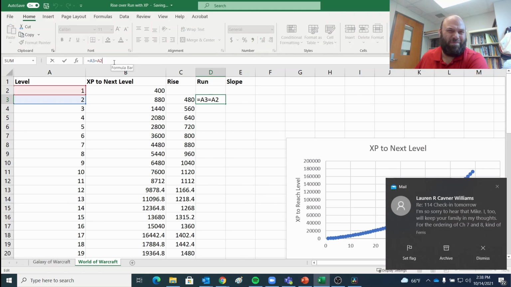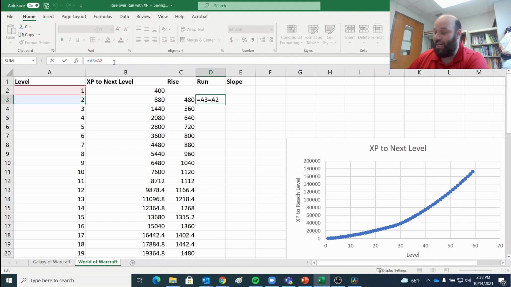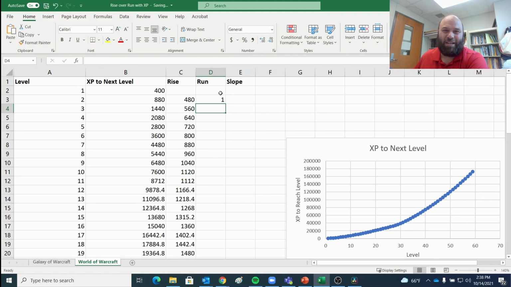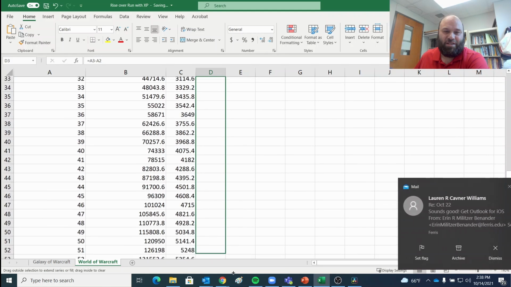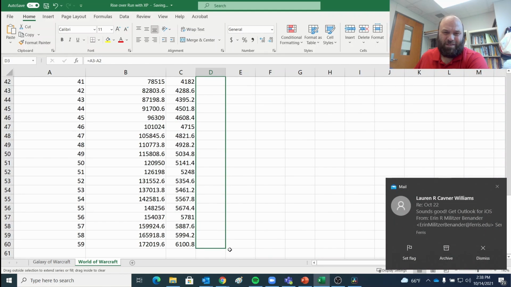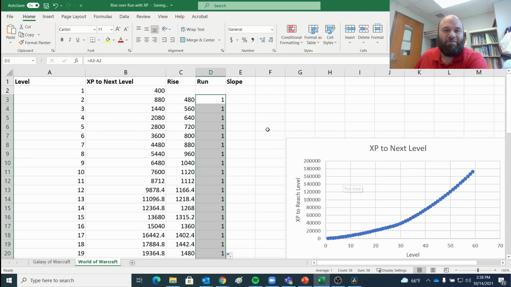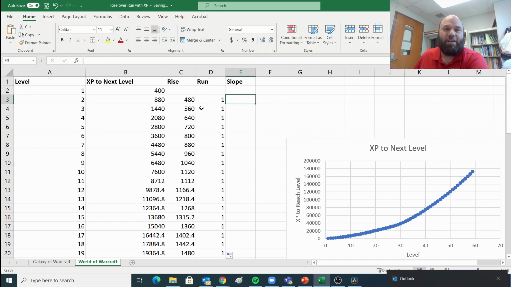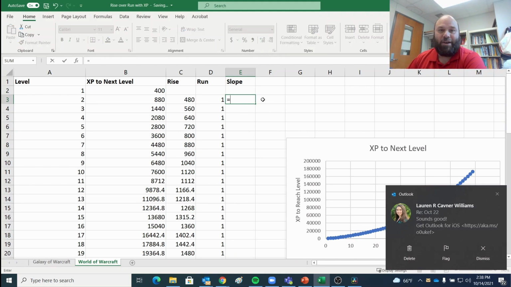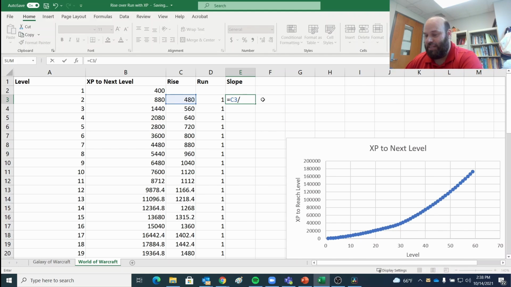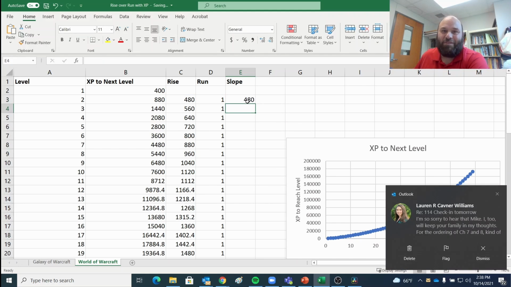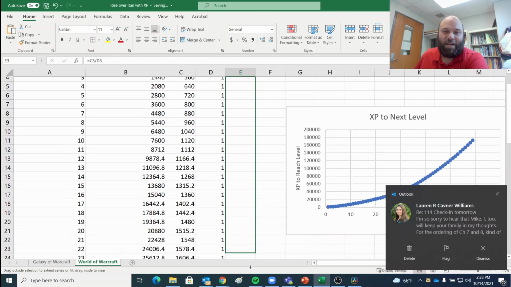Oops, I created a logical statement instead of an operation. So no surprise there. They're all 1, right? Because we're incrementing by 1. So for each of these, the run is 1, the rise is 480. Now let's calculate rise over run. C3 divided by D3. And of course, no real surprises here.